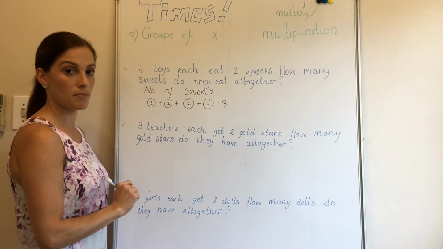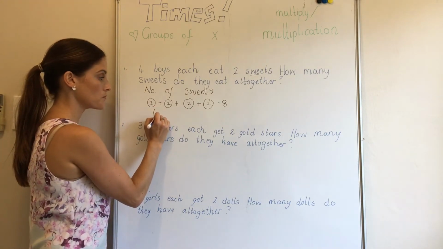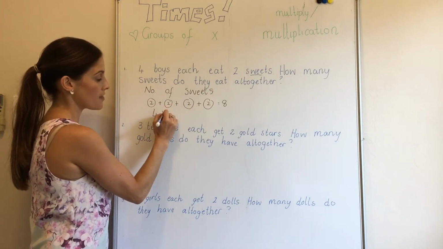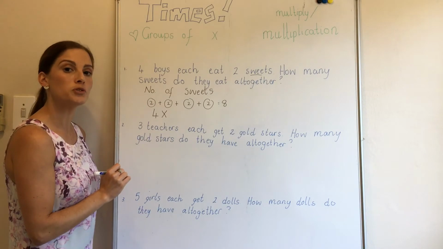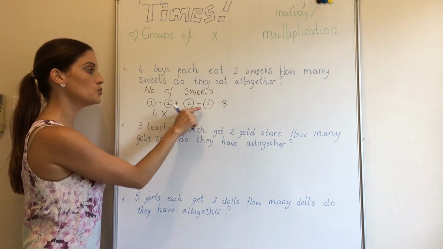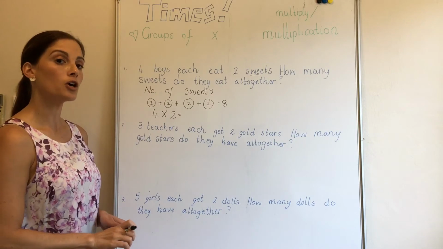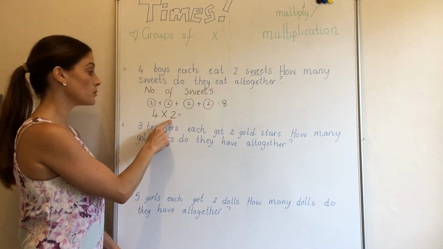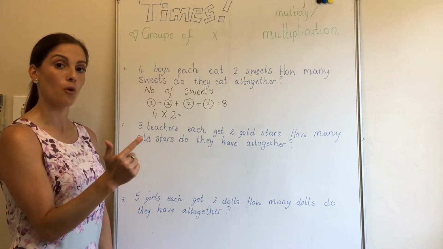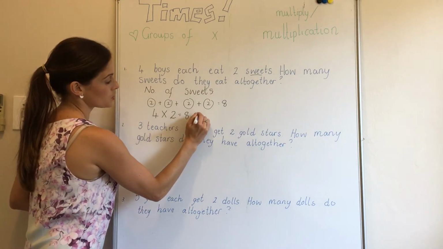Now, if you want to do a time sum, you are going to say there are 4 boys. So 4. And there are 4 groups. These are our little groups. And that times sign there means groups of. So it's 4 groups of, and they are each getting 2 sweets. So it's 4 groups of 2. We are going to count in 2s until we have 4 fingers to see what our answer is. Let's go. 2, 4, 6, 8. And your answer is 8 sweets.